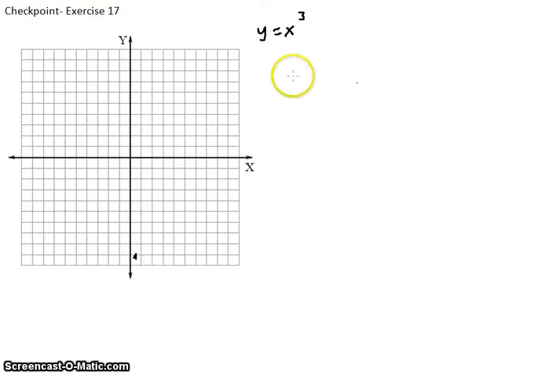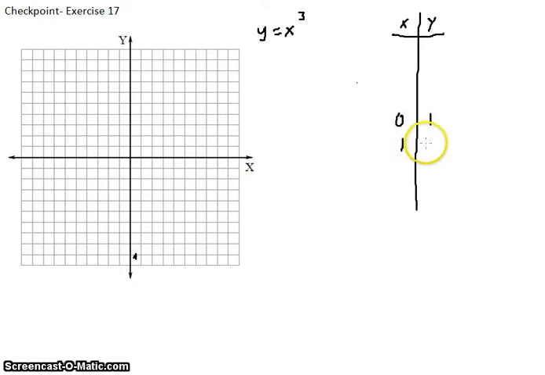Well, x cubed looks something like this. If we graph it, we know it looks something like this. At 0, it's 0. At 1, it's positive 1. At negative 1, it's negative 1. At 2, it's 8. At negative 2, if we cube negative 2, we get negative 8. So it looks something like this. So there's my graph of y equals x cubed.